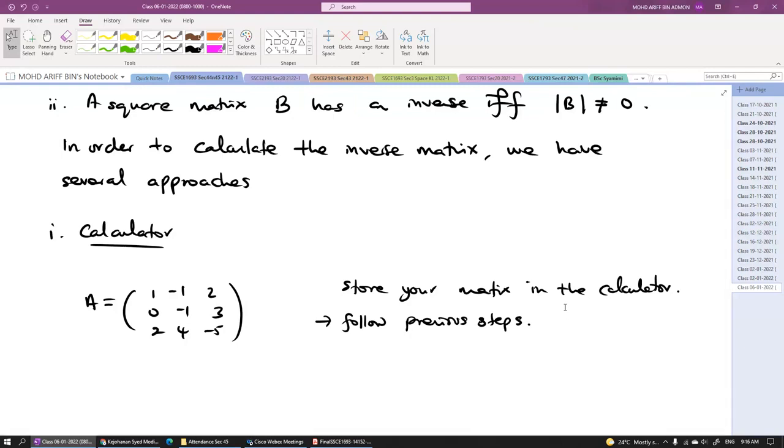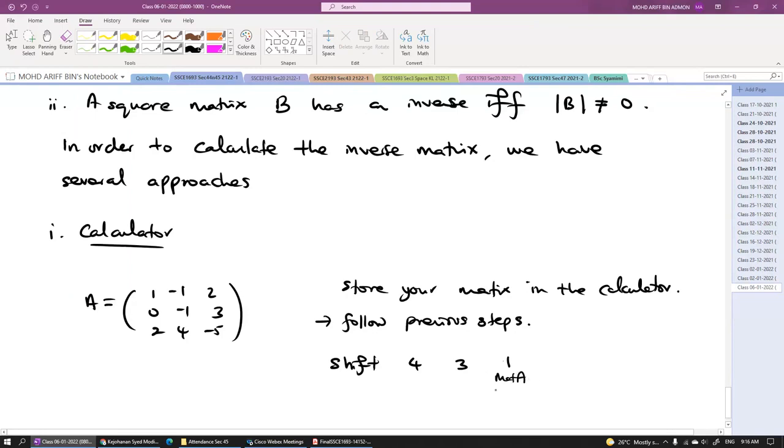To calculate this inverse is just simple. You press shift and then number 4, and then you select the matrix that you want to calculate the inverse of. So number 3, you choose matrix. They will ask you A, B, C, which one. Just now we stored matrix A, so we press number 1. This is matrix A.